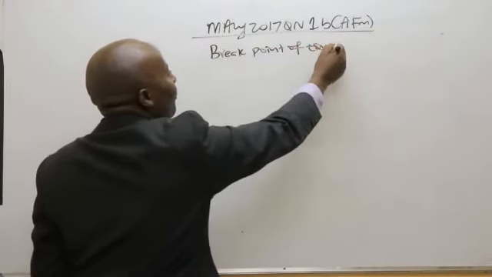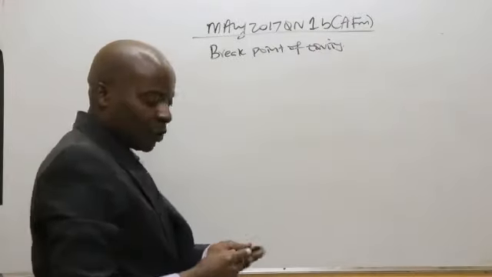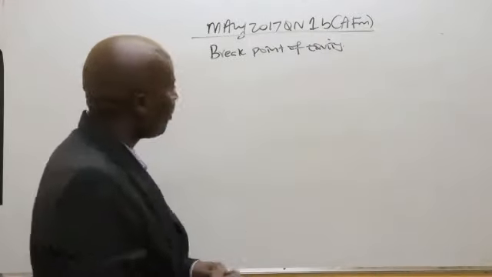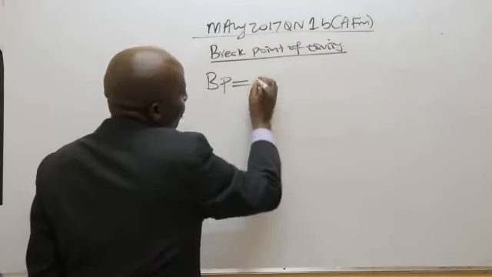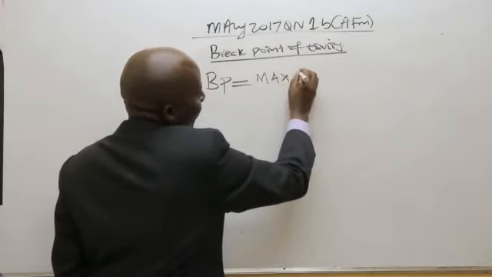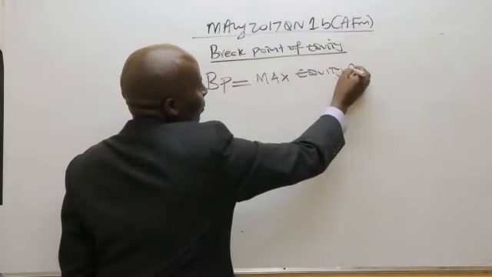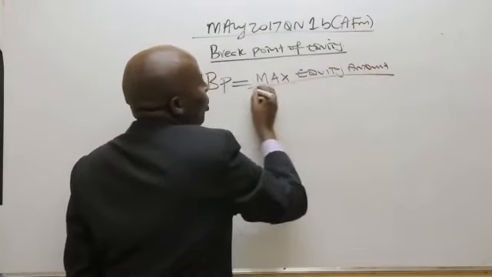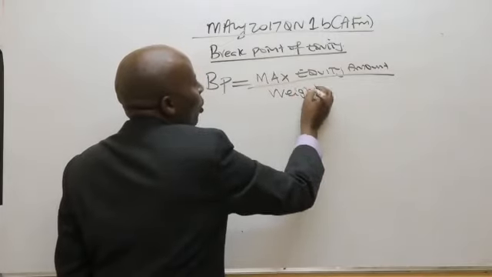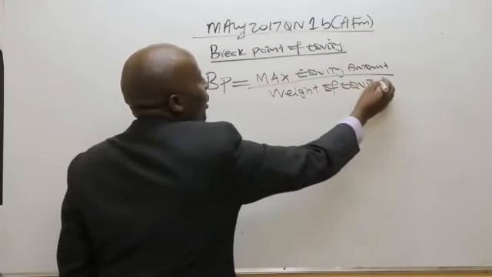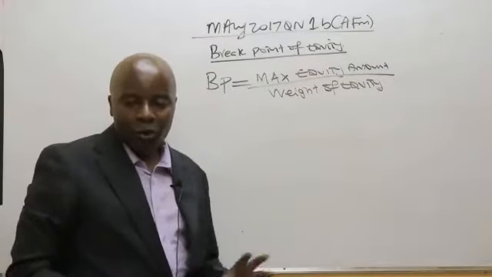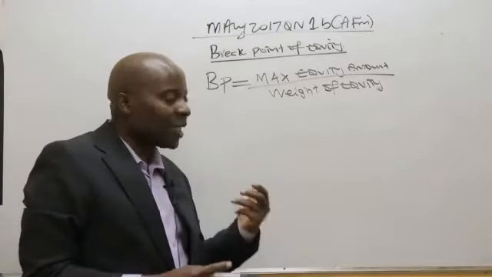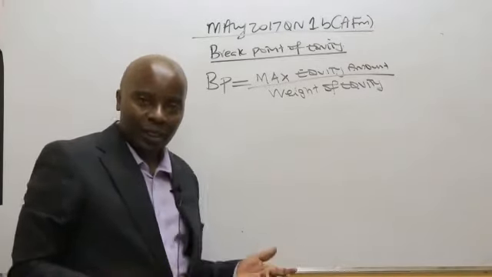of equity first. To get the breakpoint of equity, what I need to do is to remember the formula. The breakpoint of equity will be equal to the maximum equity amount all over the weight of equity. Quite simple. It's just a quotient where you take the maximum equity amount divided by the weight of equity.